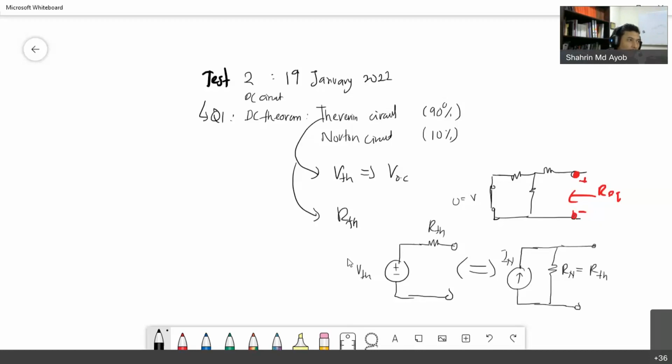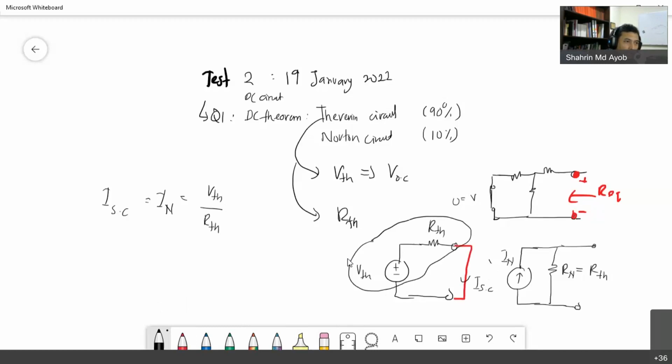If you have already obtained the Thevenin circuit, you can directly calculate your Norton's current, which is V Thevenin over R Thevenin, because I Norton is actually I short circuit. So to get the I Norton, you need to short circuit the output terminal. The current that flows through this part is the I short circuit. You know that this one is also I short circuit. So I is equal to V Thevenin over R Thevenin.